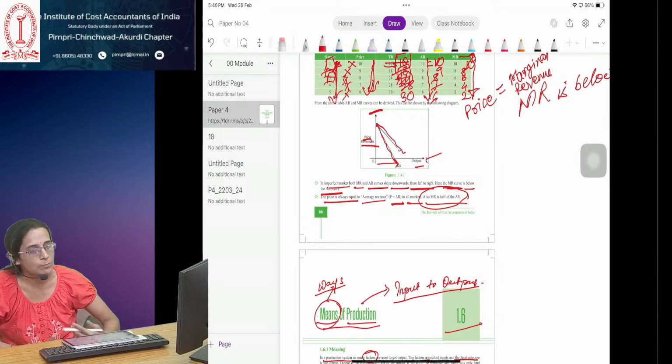Also, in an imperfect market, the goods are not homogeneous and the price is not constant. It is determined by the demand and supply in the market. What is happening? Price is equal to the average revenue, but as the output increases, price will decrease. When price decreases, average revenue and marginal revenue both are falling. Clear?